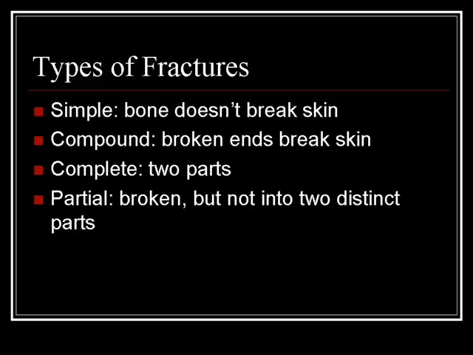The next two are actually kind of another pair, sort of opposites or counters to one another. The first one is a complete fracture, and this describes when a bone is broken into two distinct different parts. It's completely broken, if you will, a complete fracture. And the counter to that is a partial fracture. There's some sort of break, but it's not into two distinct parts. So a lot of times this is where your hairline fractures or things like that will come into play.